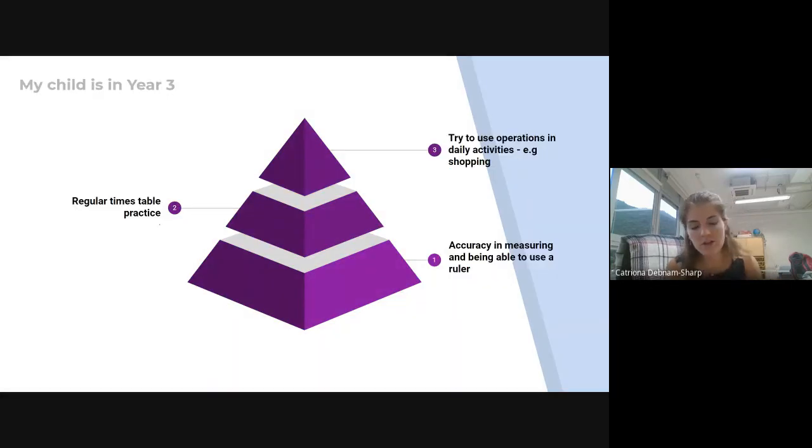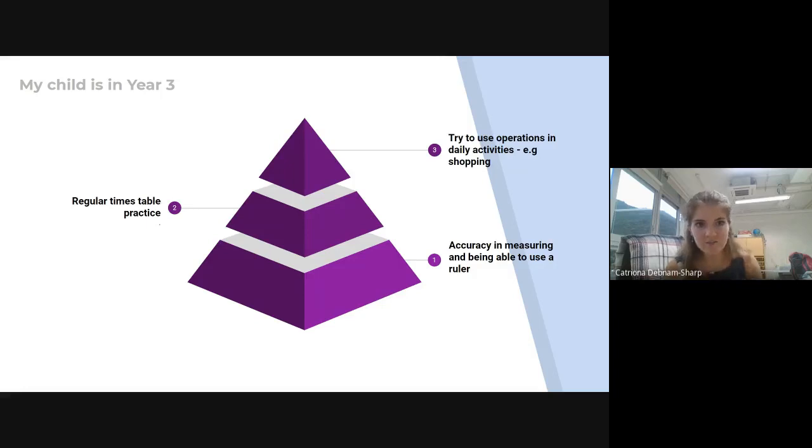Okay, so what I thought I'd do is talk about each individual year group and give you 3 things that I think would be really helpful to support your child at home. So if your child is in year 3, 3 key things that would be really useful. The first is actually being able to use a ruler. Even just to draw a straight line can prove very difficult. I know teaching in year 6, that can still be a struggle. So being able to use a ruler and actually being able to accurately measure, to being able to read a ruler, the units on the ruler, and work out what they mean.